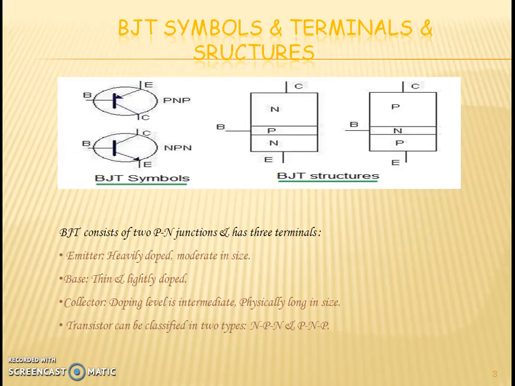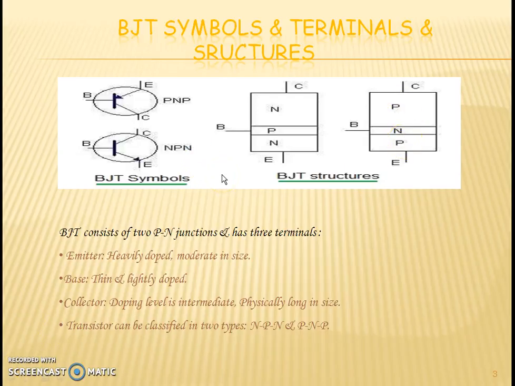Now we come to BJT symbols, terminals and its construction. A transistor consists of two p-n junctions formed by sandwiching p-type or n-type semiconductor between a pair of opposite types. Here in the figure we can see in an NPN transistor, p-type semiconductor is sandwiched between two n-type materials, and in case of PNP transistor we can see n-type semiconductor has been sandwiched between two p-type semiconductors.